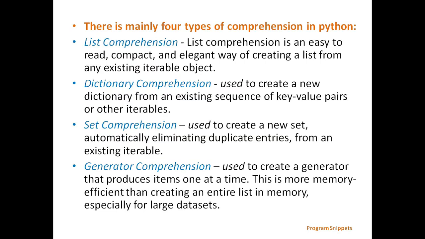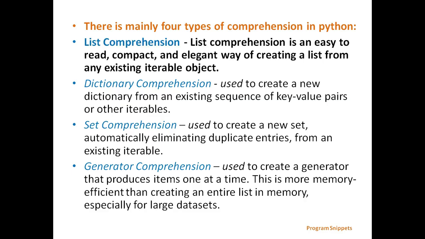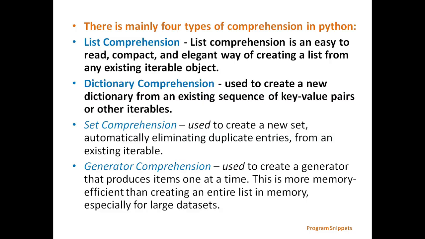There are 4 types of comprehensions available in Python. First, list comprehension, which is an easy to read, compact and elegant way of creating a list from an existing iterable object. Then dictionary comprehension. It is used to create a new dictionary from an existing sequence of key value pairs or other iterables.